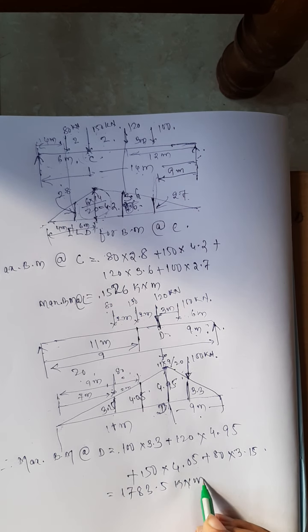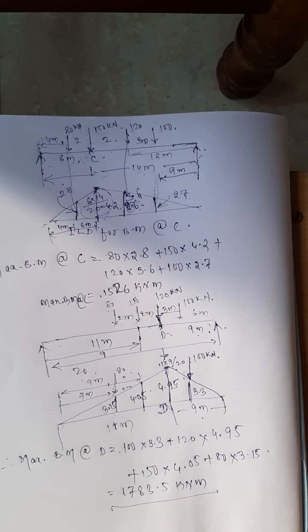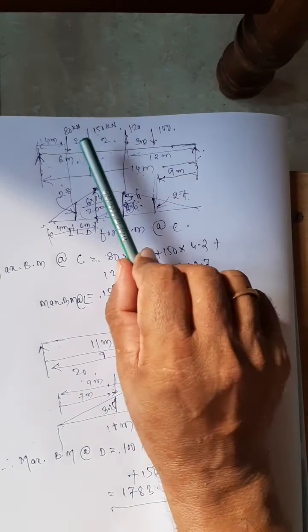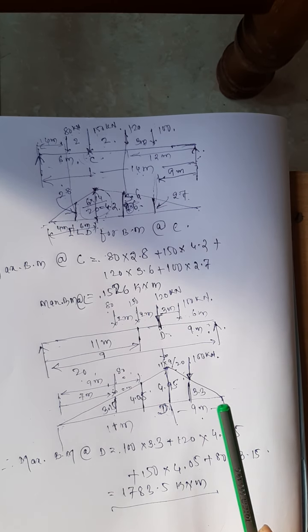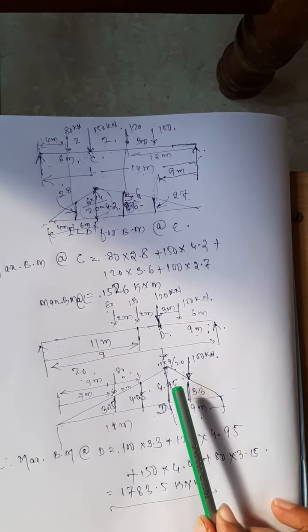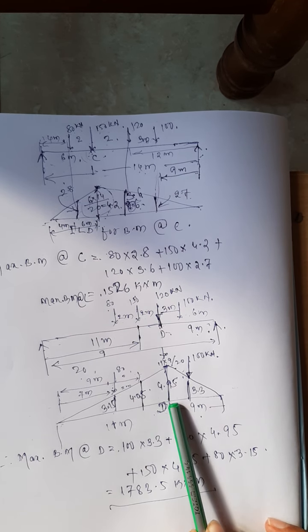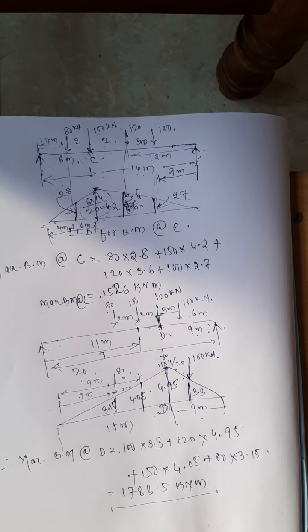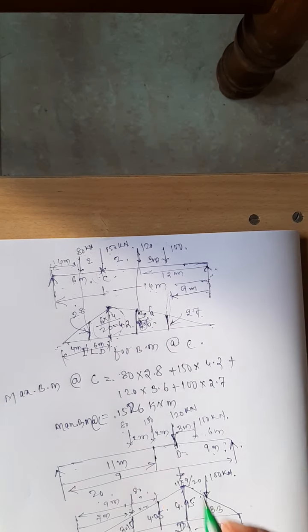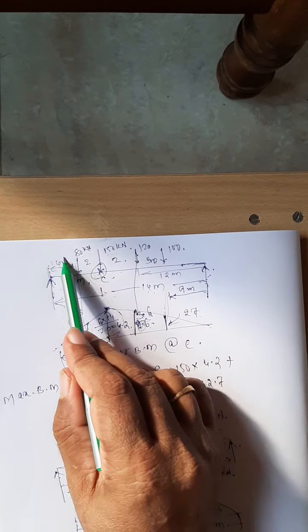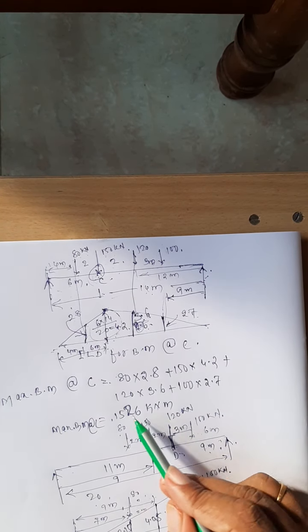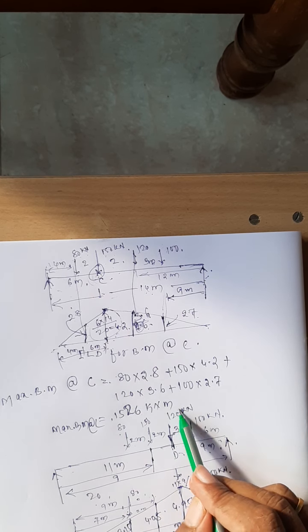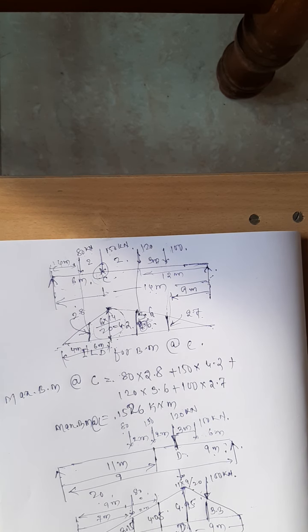1783.5 kilonewton meter. What he is saying is, if this train of loads is moving, for a particular position of the load, the maximum bending moment occurs at the point D, and that maximum bending moment is equal to 1783.5 kilonewton meter. Similarly, if you want the maximum bending moment at C, the position of the load is like this, and you will get the maximum bending moment as 1526 kilonewton meter. This is local maximum bending moment.